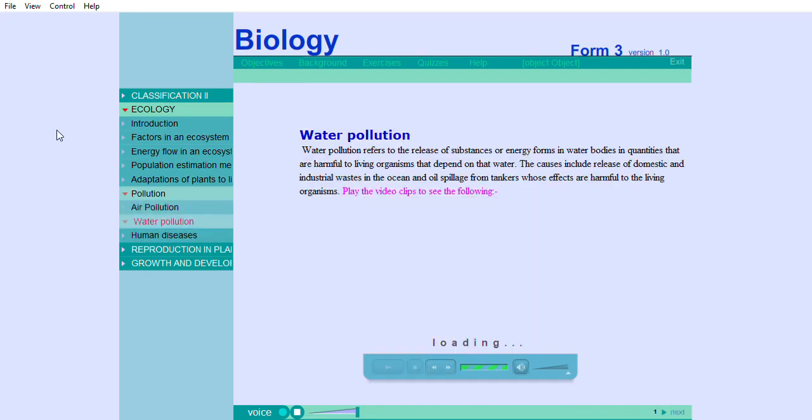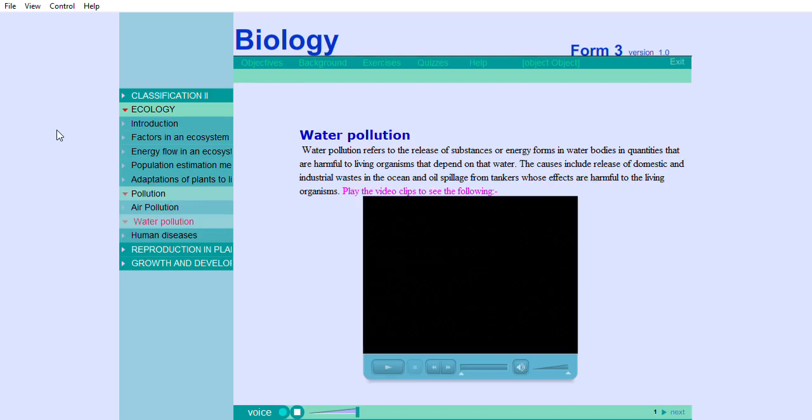Water pollution. Water pollution refers to the release of substances or energy forms in water bodies in quantities that are harmful to living organisms that depend on that water. The causes include release of domestic and industrial wastes in the ocean and oil spillage from tankers whose effects are harmful to the living organisms. Play the video clips to see the following. Sewage pipe discharging sewage material into the lake.